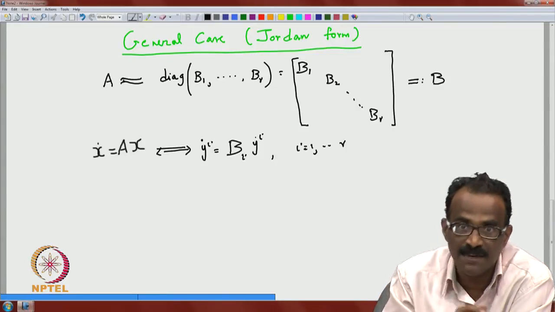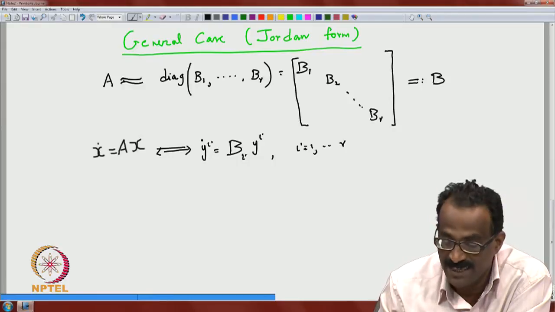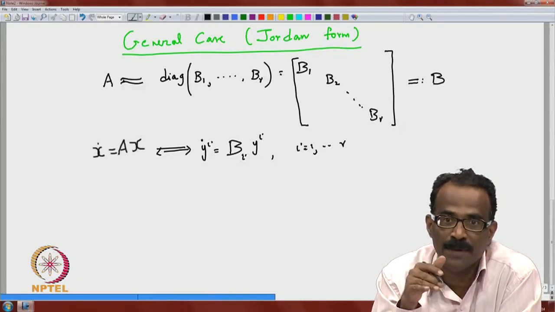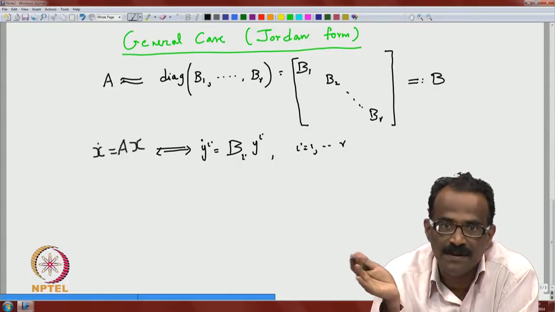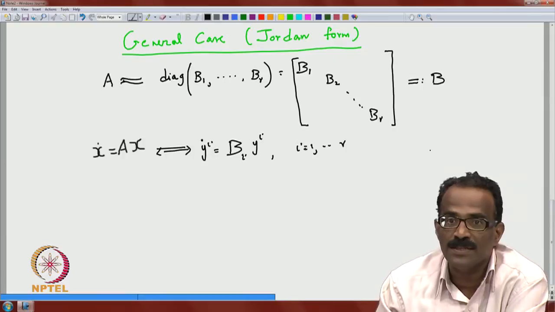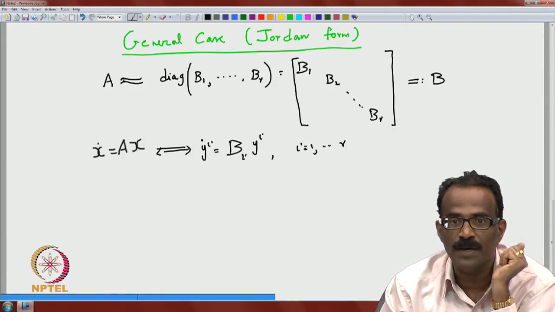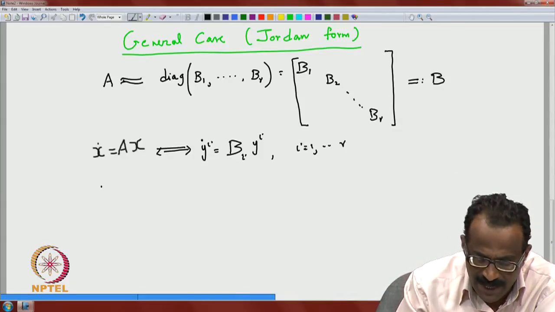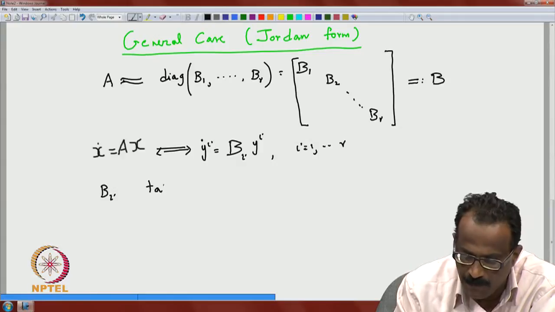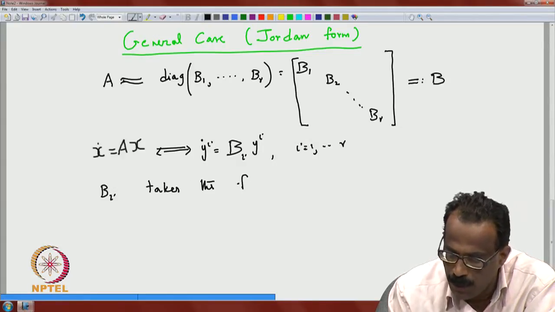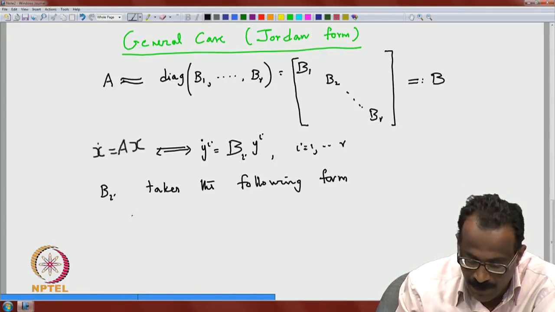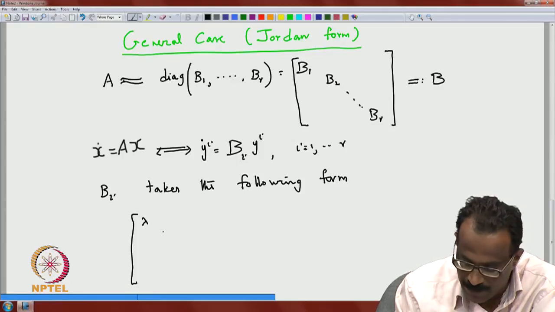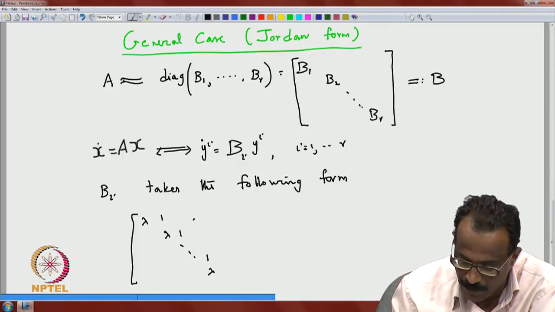Each Yi is a vector corresponding to the order: if Bi is a Ki by Ki matrix, then Yi is a Ki vector. So you can solve for all these things. A bigger system is eventually reduced to solving smaller systems. How does Bi look? Bi takes only the following two forms. That is the whole interesting thing. The first is of the form where the diagonal entries are lambda, the off-diagonal entries are 1, and the remaining are 0.